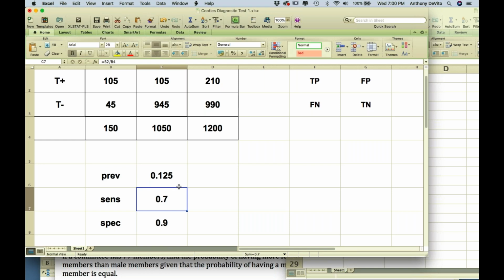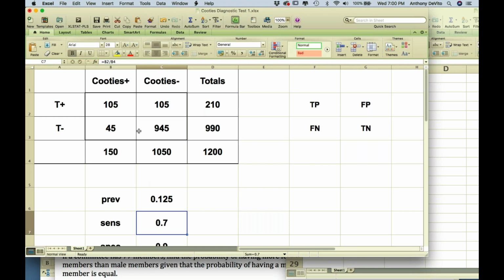If I go across here, I can say to myself, that's very interesting. What else can I tease out of here? Well, let's see. How many people actually tested positive here? We have 210 people tested positive. I'm going to say tested positive.